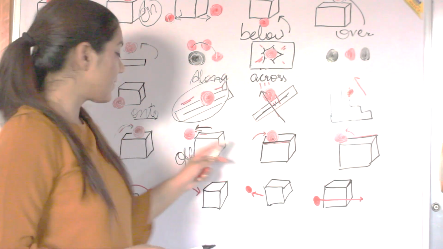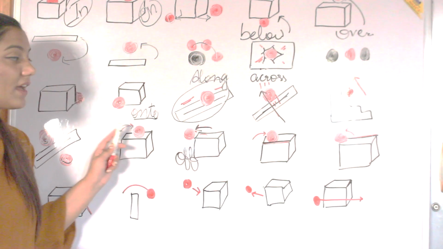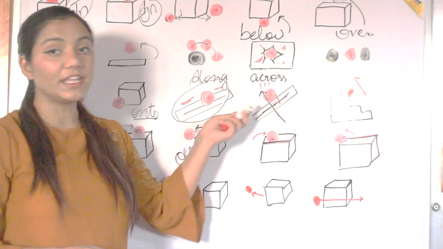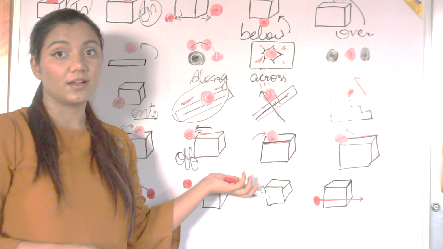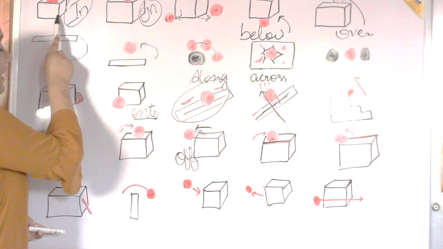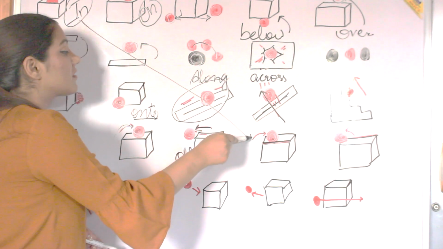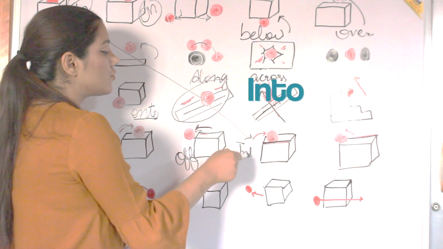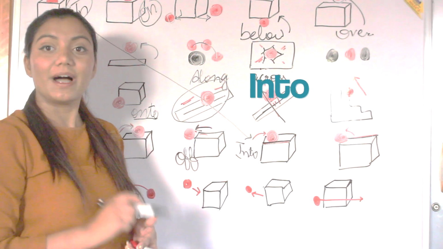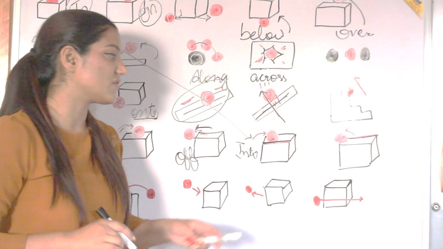Next is this. We studied on to. Now assume this ball is going inside the box. Okay. For example, here we had in. So what will this be called? This will be called into. Into. Why to? Because movement is involved.